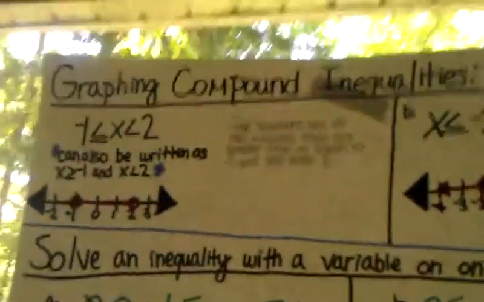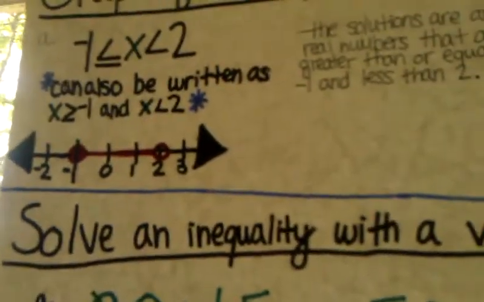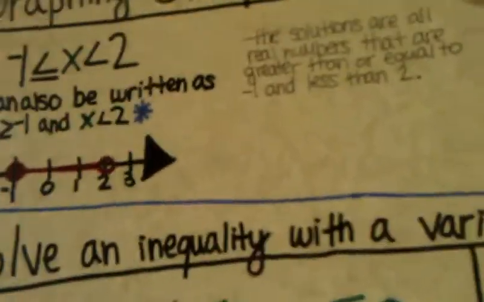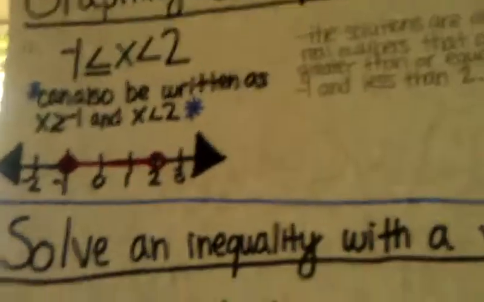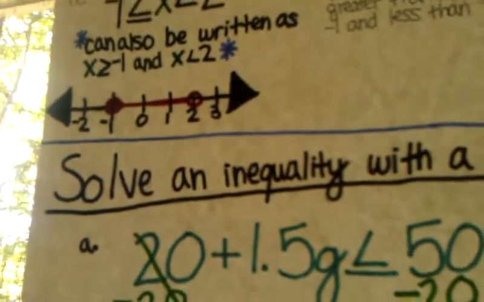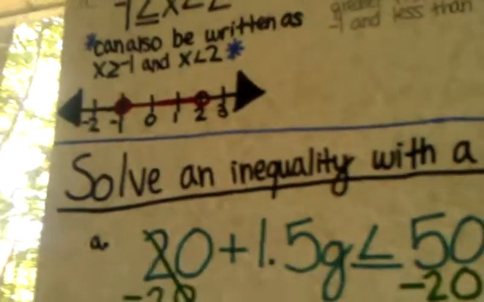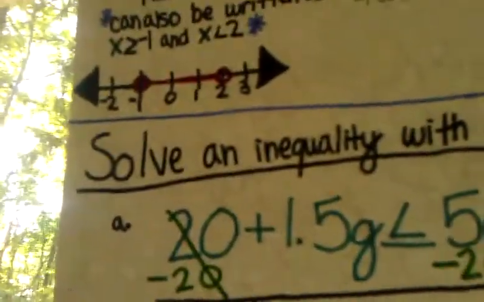Graphing compound inequalities. -1 ≤ x < 2. Instead of reading it like that, you go from the middle and read it: x is greater than or equal to -1 and x is less than 2. The solutions are all real numbers greater than or equal to -1 and less than 2. And there's a line that connects because it's in between those two numbers.